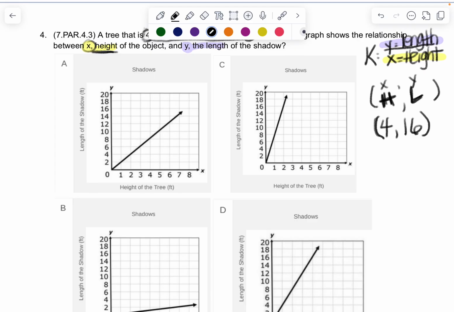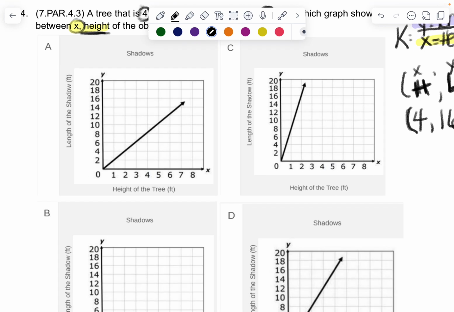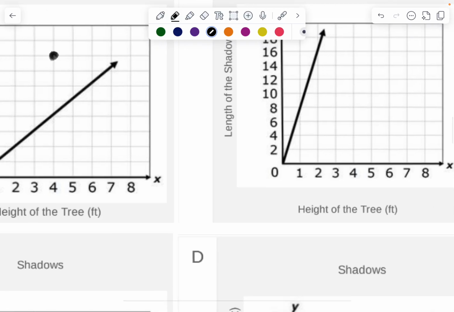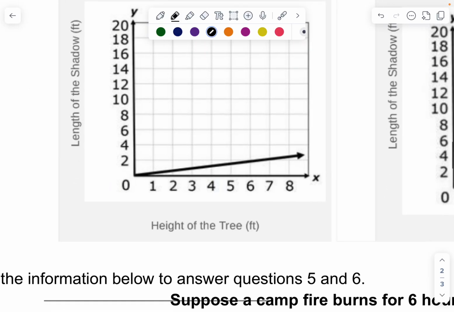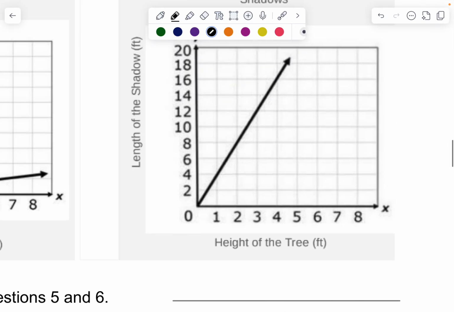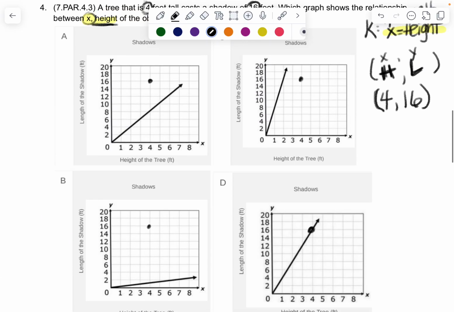So X is 4, so if I come to 4, I'm going to blow this up a little bit. Come to 4 and come up to 16. That doesn't hit my line. 4, 16. That doesn't hit my line. 4, 16. Look at there. Perfect point right there on that line. And so D is the answer.